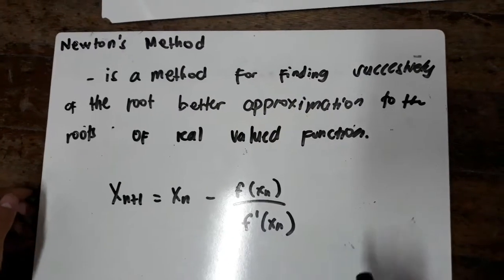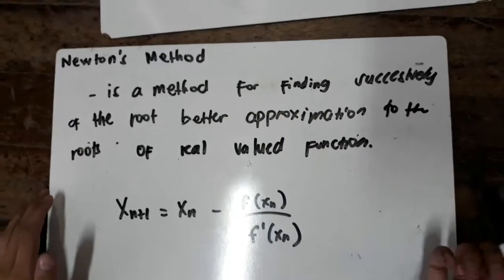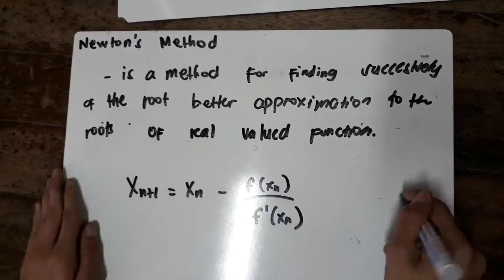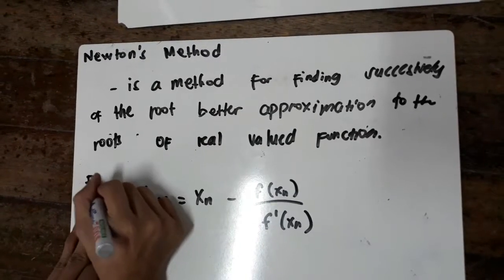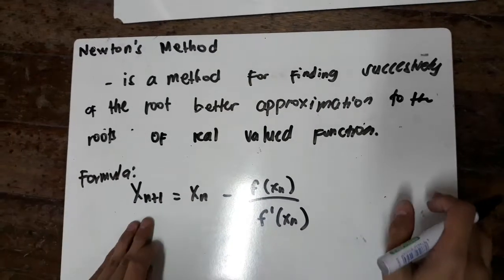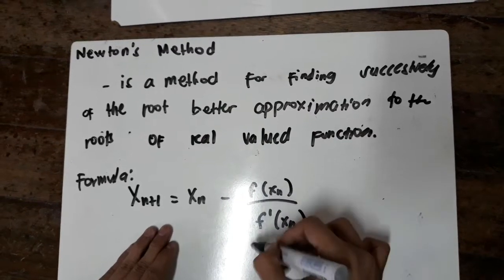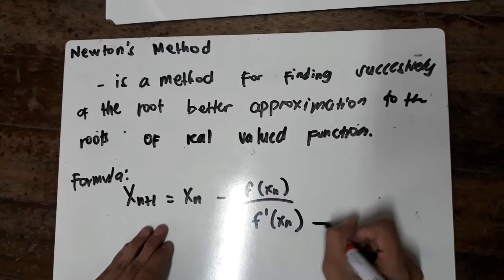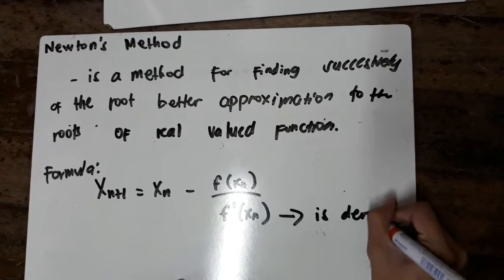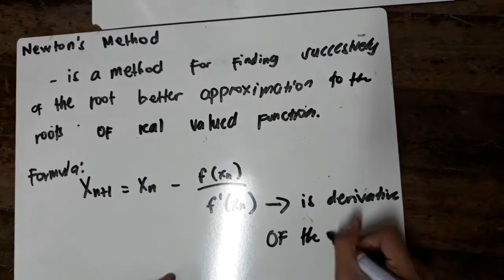So today, our topic is Newton's method. Newton's method is a method for finding successively better approximations to the roots of a real valued function. So we have a formula to find it. x sub n plus 1 is equal to x sub n minus f of x sub n over f prime of x sub n. So this f prime of x sub n is the derivative of the function.